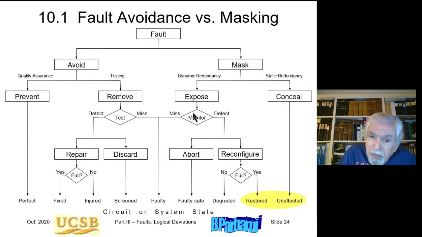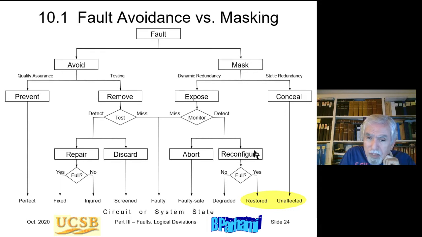We monitor, and when we monitor, we may miss the fault, in which case the system remains faulty, or we can detect the fault. And when we detect the fault, we have two options: abort the computation, in other words, give up. The system will be faulty, but at least safe, because we abort the computation, therefore we don't use the incorrect result of the faulty computation. So we call this fail safe. System is faulty, but it's safe.